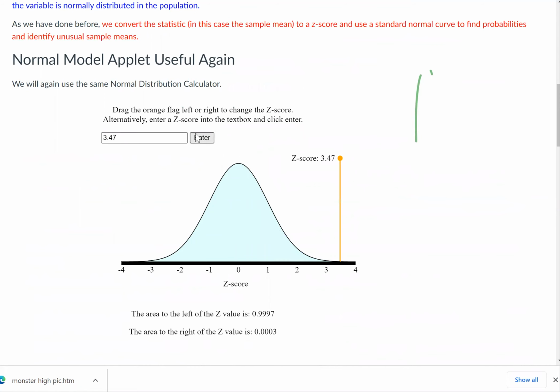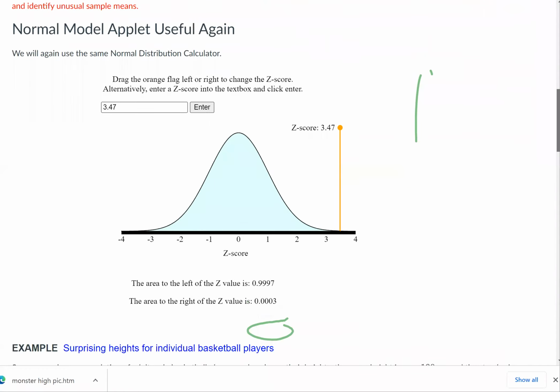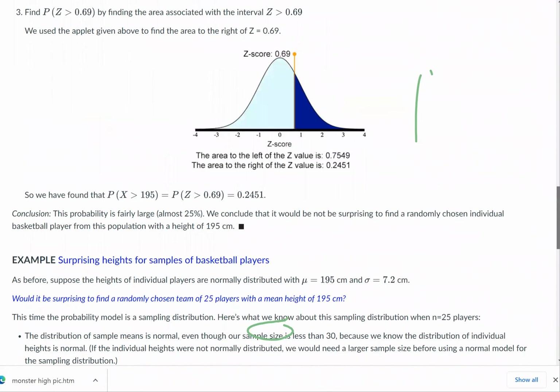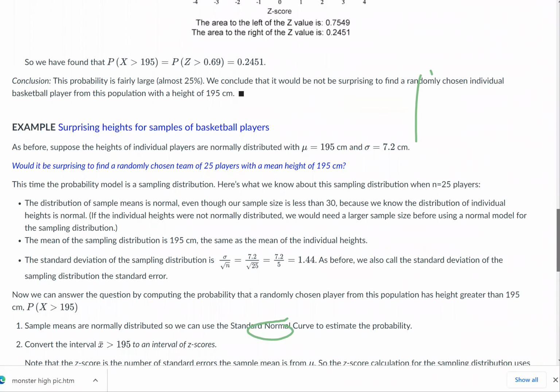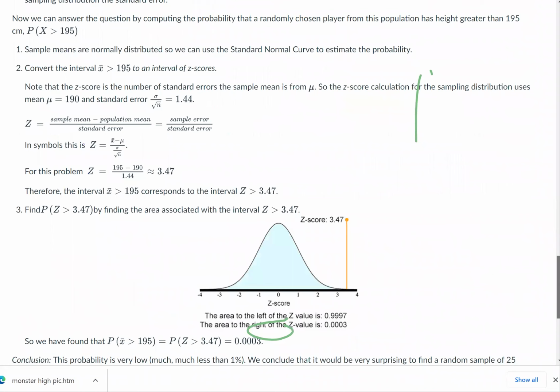I'll press enter. So you see that the area to the left is not what we want, because we were interested in what's the probability that the height is larger. Larger is greater value, so we want the larger values. 0.0003, 3 zeros before the 3 and behind the decimal. So where do they have that? Here we go. So the very end.